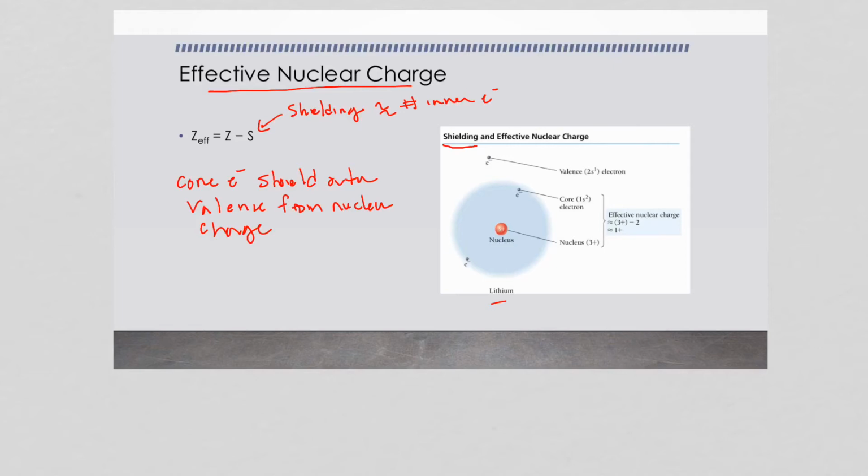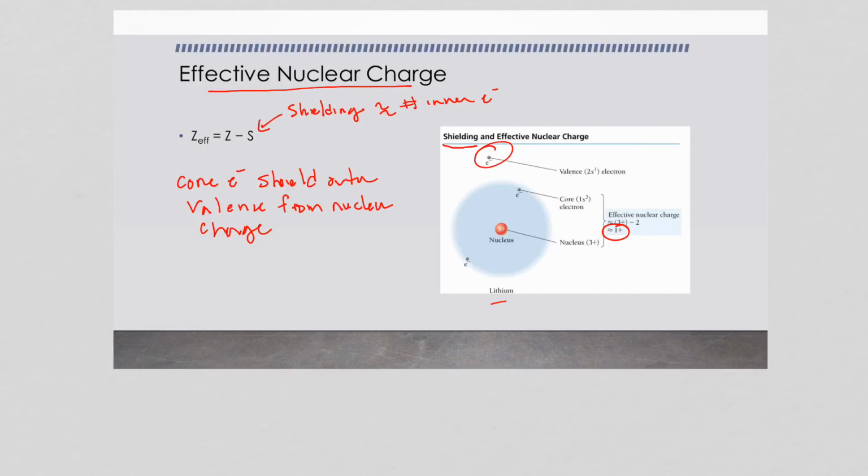So, for example, if I wanted to estimate the shielding effect or the effective nuclear charge that this electron feels, I would say that we have the nuclear charge Z of 3 plus. We have 2 inner electrons, the 1s electrons, so 3 minus 2. So that outer electron is feeling an effective nuclear charge of a positive 1, right? So it's attracted to the nucleus, but it's only attracted as if the nucleus had a positive 1 charge instead of a positive 3.